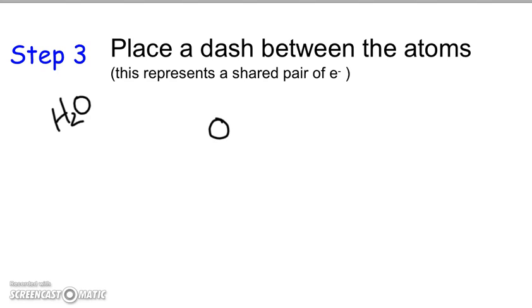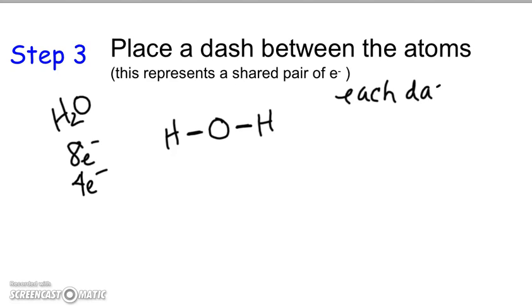So here I am again, trying to draw water, and I know that water has to have 2 dashes to represent those 2 hydrogens. My electron cache for all of this was 8 electrons, which we calculated in an earlier slide. By adding these dashes here, I've used a total of 4 electrons. Each dash represents 2 electrons that are being shared. That's what the dash represents. That means I have 4 electrons left over.